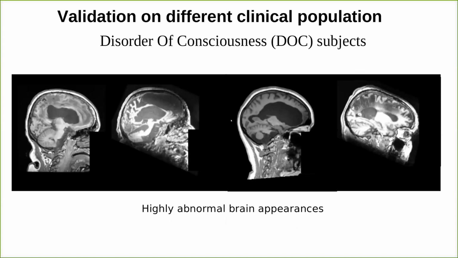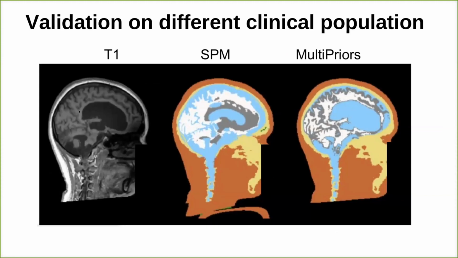So then for a validation with an out-of-sample data set, we had a set of MRIs from a different study. These are disorder of consciousness subjects, and they're characteristic because they have very abnormal anatomies. These are subjects for whom SPM and other automatic segmentations usually fail considerably to do a normal segmentation. So this is an example, again, of a result of the model on this kind of subjects, achieving nice recognition of the different abnormal structures.